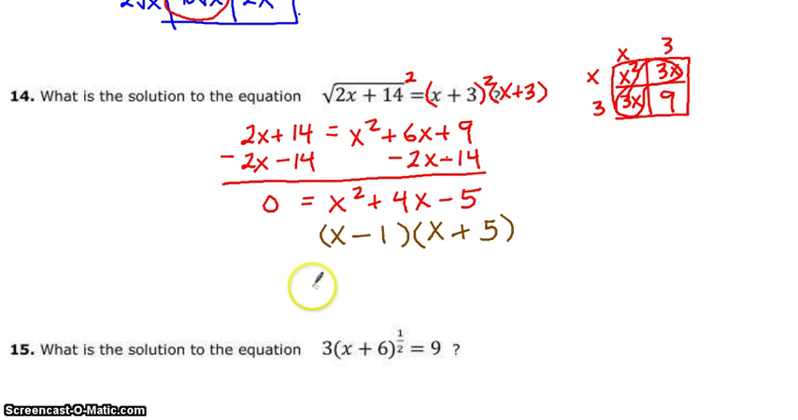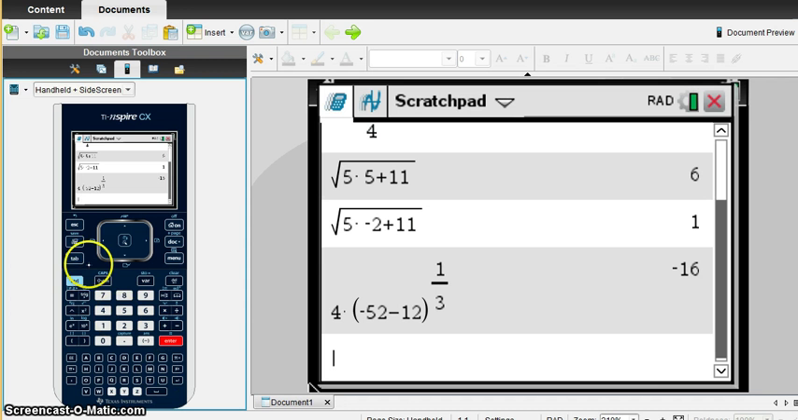Okay, remember those are not the solutions. The solutions are what makes each one of these factors 0. So that's positive 1 and negative 5. Okay, but even those two aren't necessarily answers. We need to plug them back into the original problem and make sure they both work. So I'm going to use the calculator to help us out here. So I'm going to start with 1.